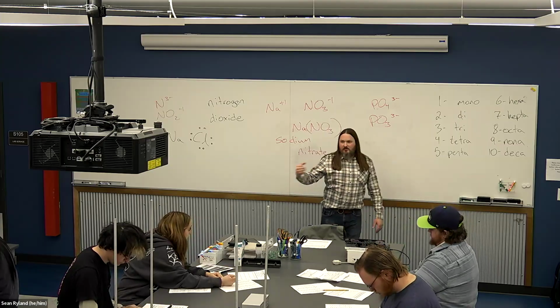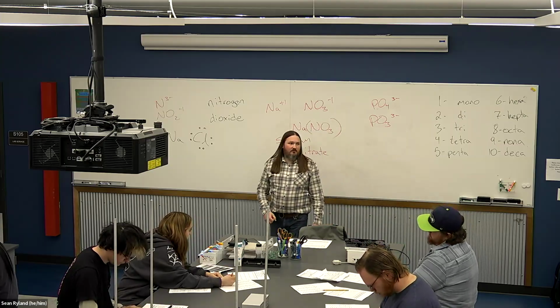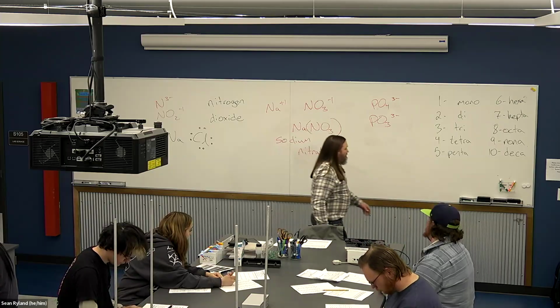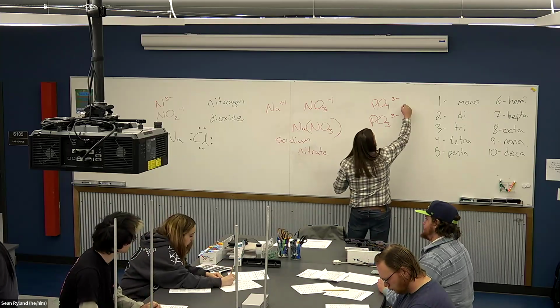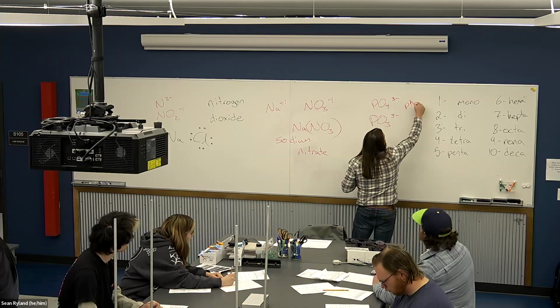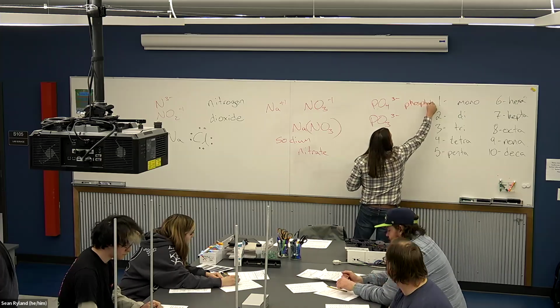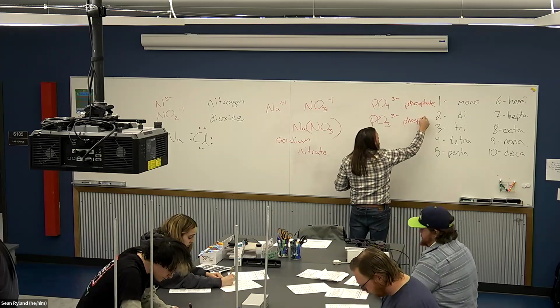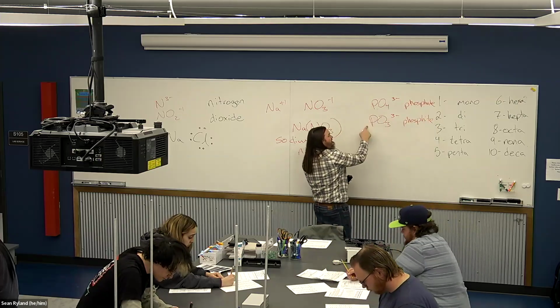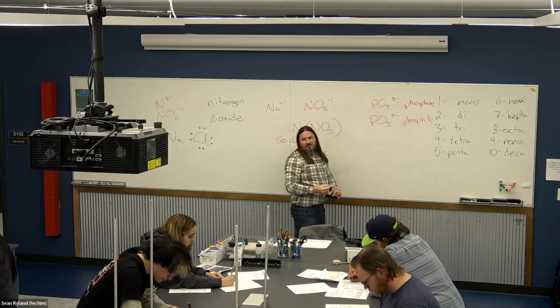Okay, so chlorate. Except that I take away, you have one fewer oxygen. This would be phosphate. This one would be phosphite. See, it's the exact same thing if you're missing one oxygen.